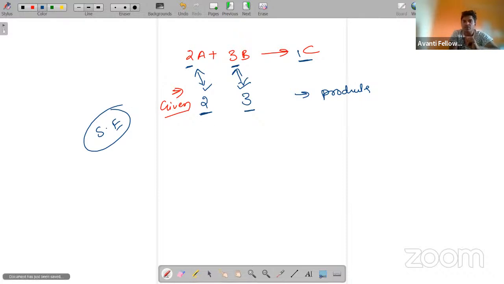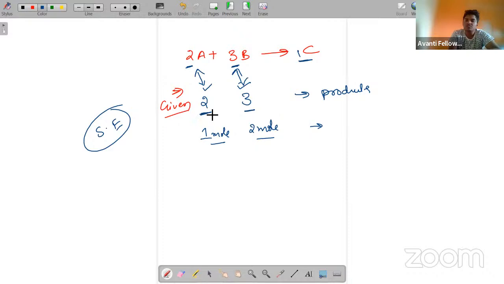Let's suppose I'm giving you 1 mole of A. So they will say that 1 mole of A is reacting with 2 moles of B. Okay, so find the limiting reagent. If they ask the question, find the limiting reagent given 1 mole of A and 2 moles of B, how do you find that one? Very simple.